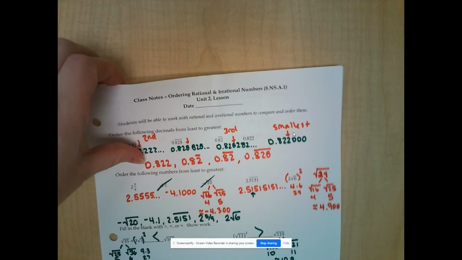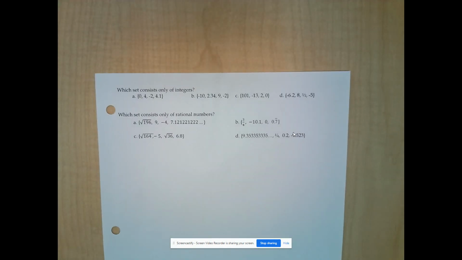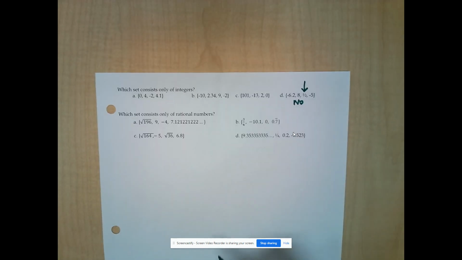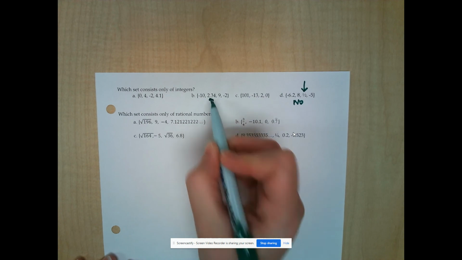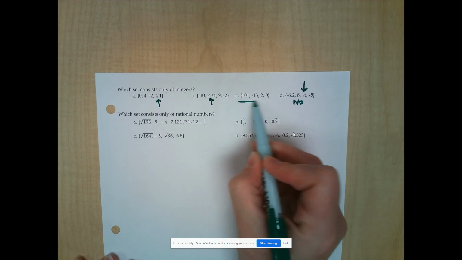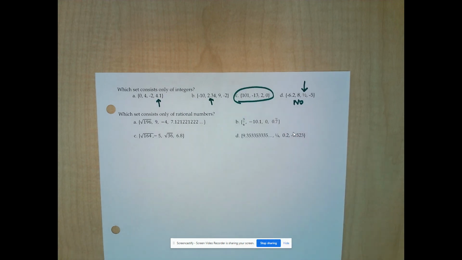Last but not least, onto the back. Which set consists only of integers? So remember, integers, no fractions, no decimals. So this one I automatically know is a no because it's got a fraction. And this one I know is not integers because it's got a decimal. And this one I know is not all integers because it's got a decimal, leaving only option C. 0 is an integer. Integers are whole numbers, positive, negative, and including 0.